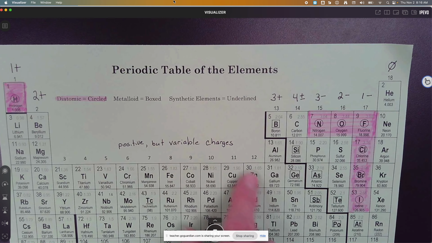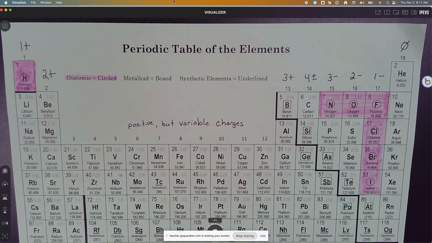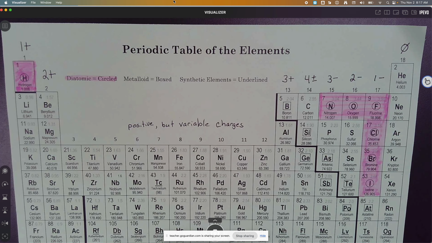The transition metals are kind of an annoying group. They have positive charges, but their charges are going to be variable. So above the transition metals, we're just going to write positive but variable charges. And that will help us remember that because they're metals, they're positive. But the weird thing about transition metals is that we can't predict their charge based upon where they are in the periodic table.